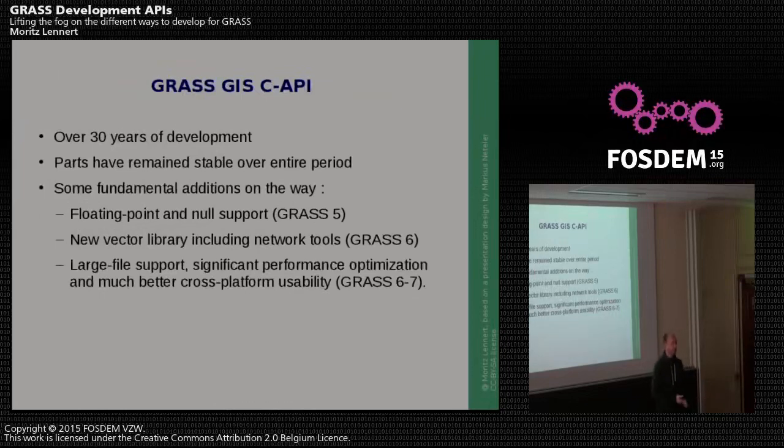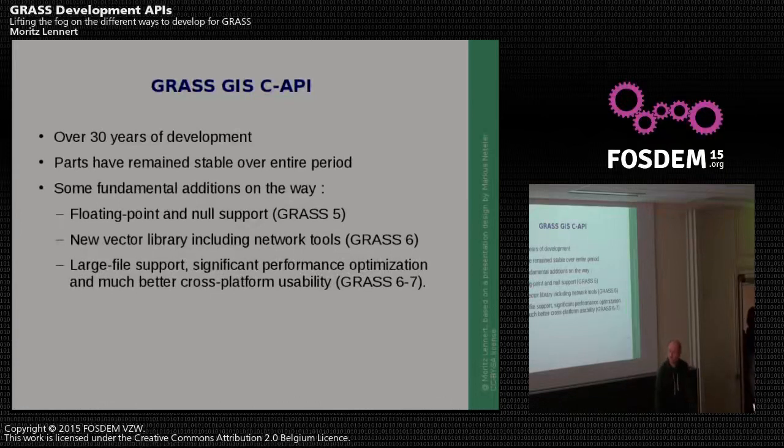Finally, for those who really want to go down into the code, there's obviously the C API, which has known over 30 years of development. Parts have remained, as I've already said, extremely stable over the period. So it's quite interesting to see with what quality the initial functions were often programmed. But there have been tons and thousands of additions along the way. I've just selected a few of them to highlight how things have evolved.